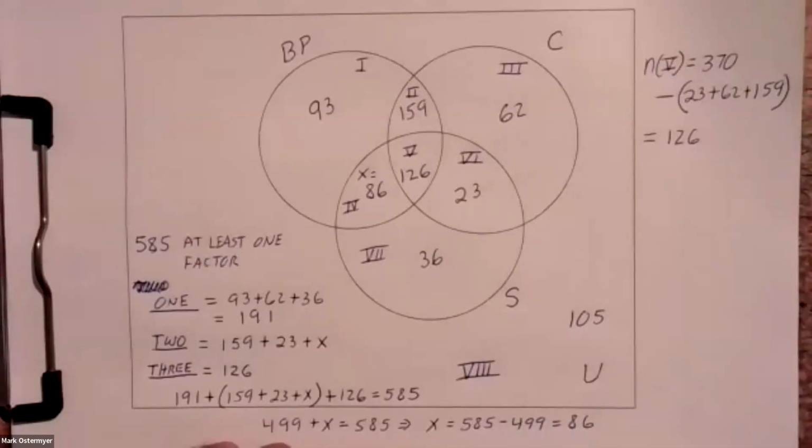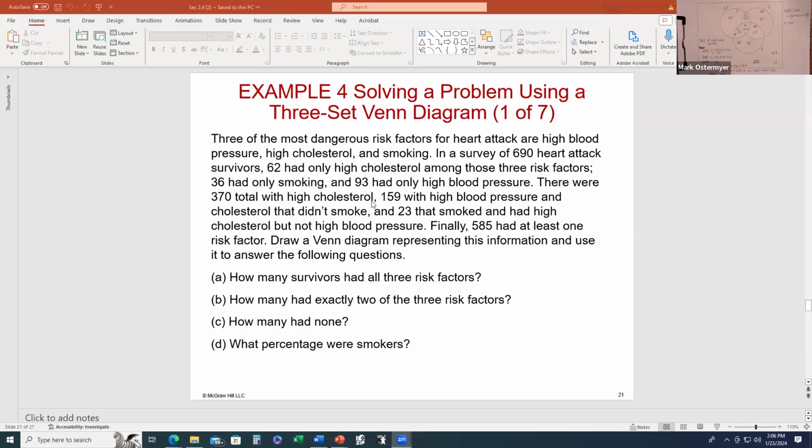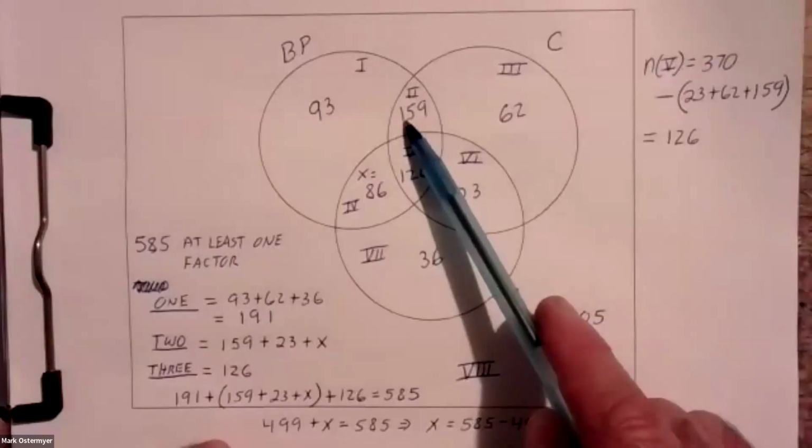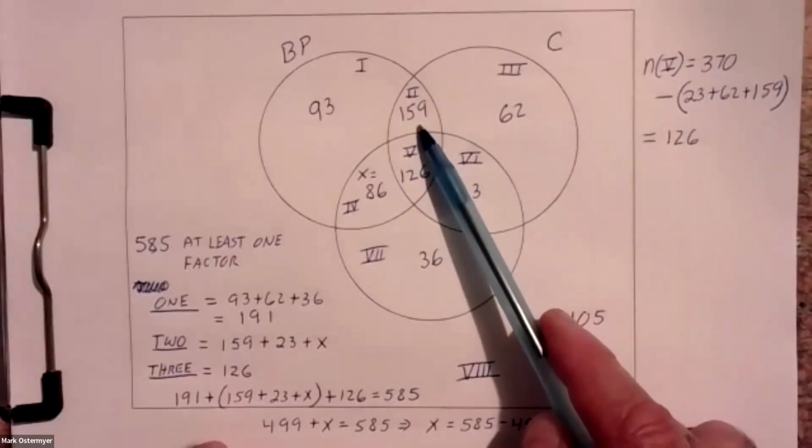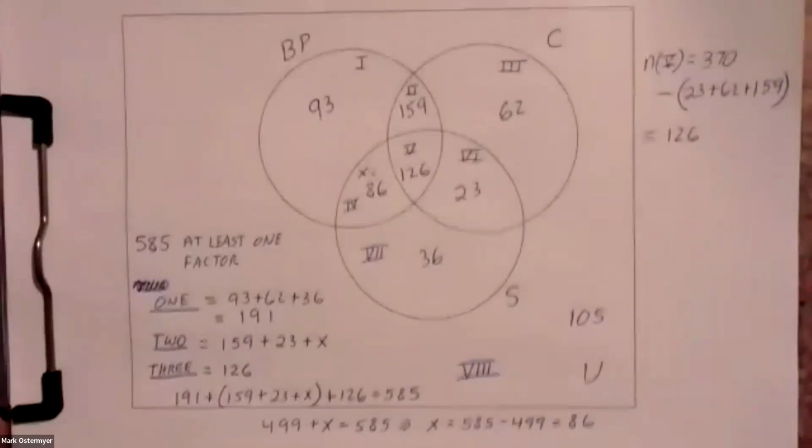All right. Now, what else did it say here? Then I backed up and it said 159. I'm showing you the order in which I'm reading this. So we go backwards from the 23 to the 159. It says 159 had high blood pressure and cholesterol that didn't smoke. So high blood pressure, cholesterol, but no smoking. So where would that go? Region two. High blood pressure, cholesterol, but no smoking. That was pretty reasonable to put in there, correct? That was easy also.